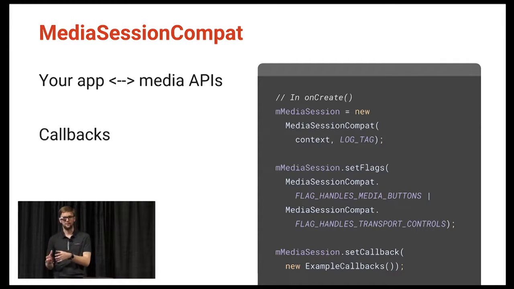Now, the callbacks are actually really important. That's where you get onPlay, onPause, onStop. It's basically that central entry point between where all the media APIs are going to go and your actual media player, right? So the onPlay method here would cause play on your media player, right?